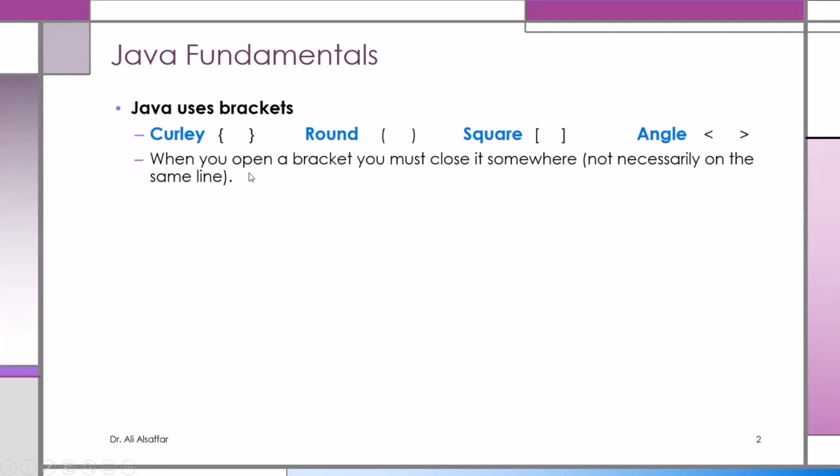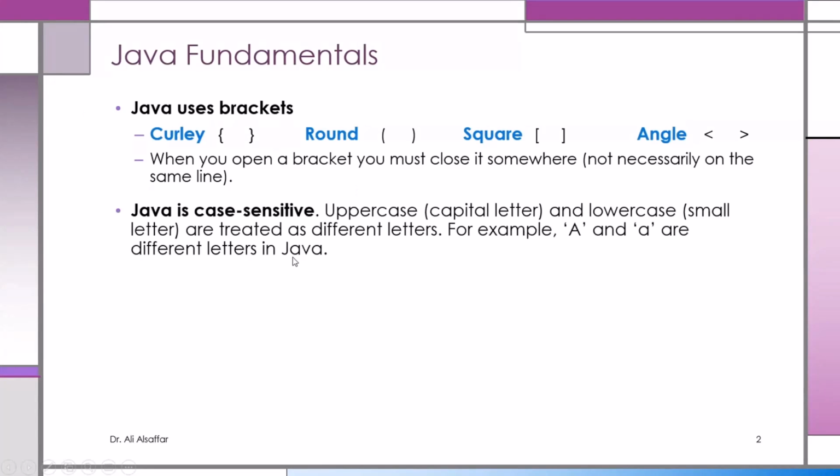For those brackets, we have an opening bracket and a closing bracket from left to right, because we write English letters from left to right. This is the opening bracket, and this is the closing bracket. Similarly for the other brackets. So when you open a bracket in your program, you must close it somewhere, not necessarily on the same line.